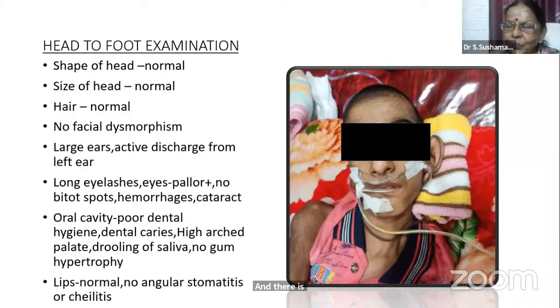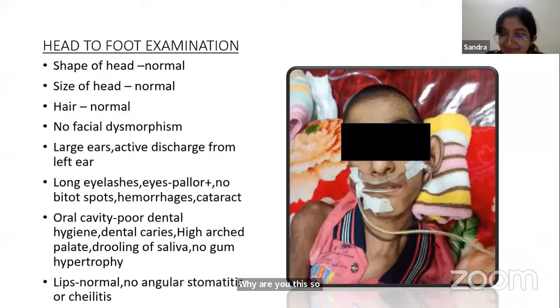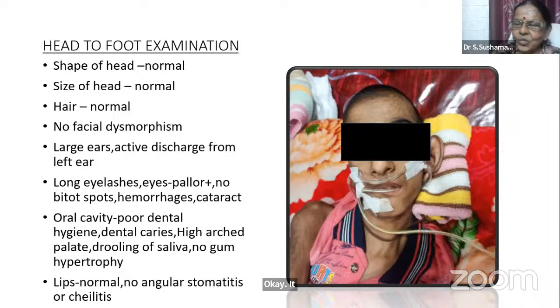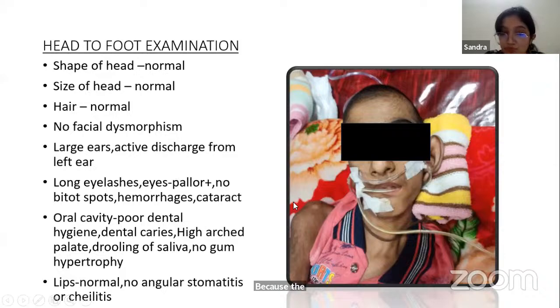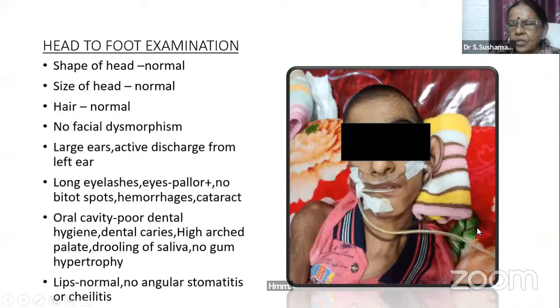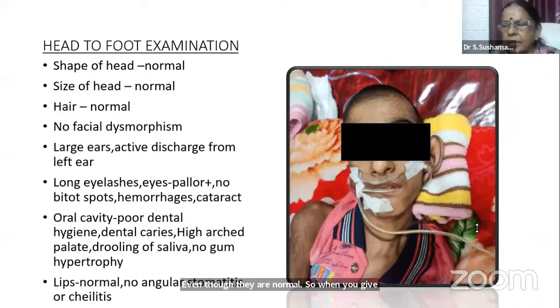Why is it so? Because of apparent... See, because of the receding forehead, the ears appear very large, even though they are normal. So when you give a comment, you have to critically look at that. Okay.